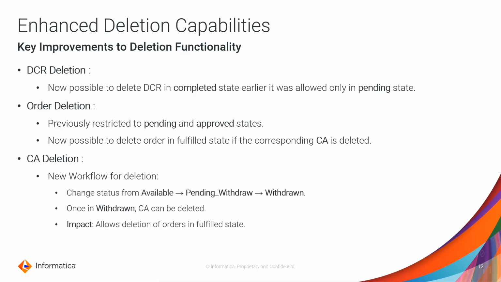Enhanced deleting capabilities. For data collection requests, starting from the November release, users can delete in the completed state as well. Earlier it was allowed only in the pending state. Order deletion was earlier restricted to pending and approved states. Now it's possible to delete in the fulfilled state as well, only if the corresponding consumer access is deleted. For consumer access deletion, the new workflow changes the status from available to pending withdraw and withdrawn. Once in the withdrawn state, the consumer access can be deleted. This allows deletion of orders in the fulfilled state as well.